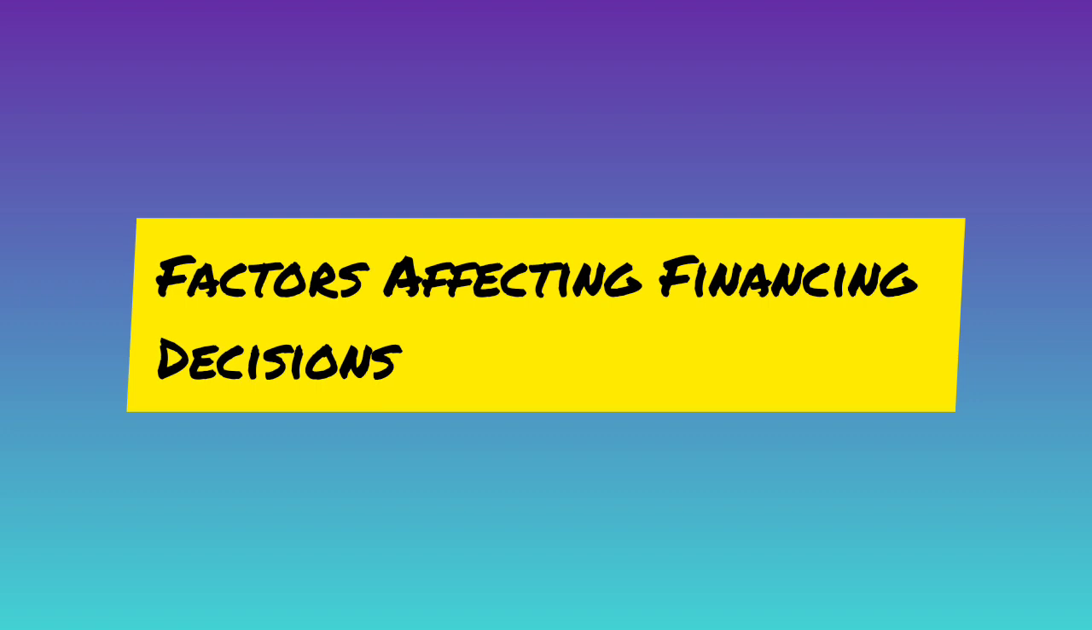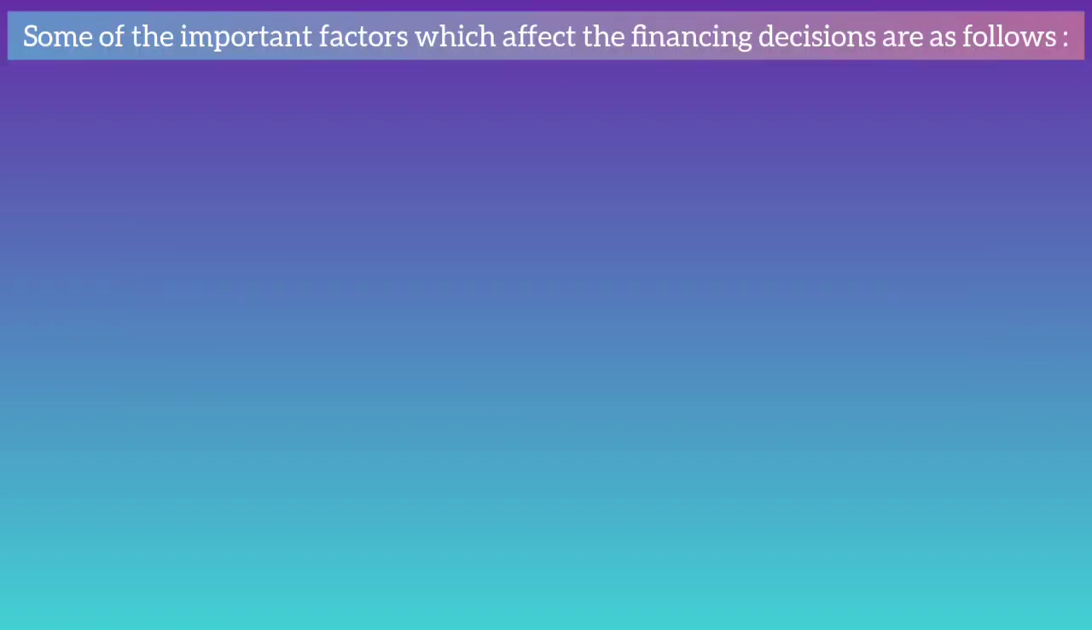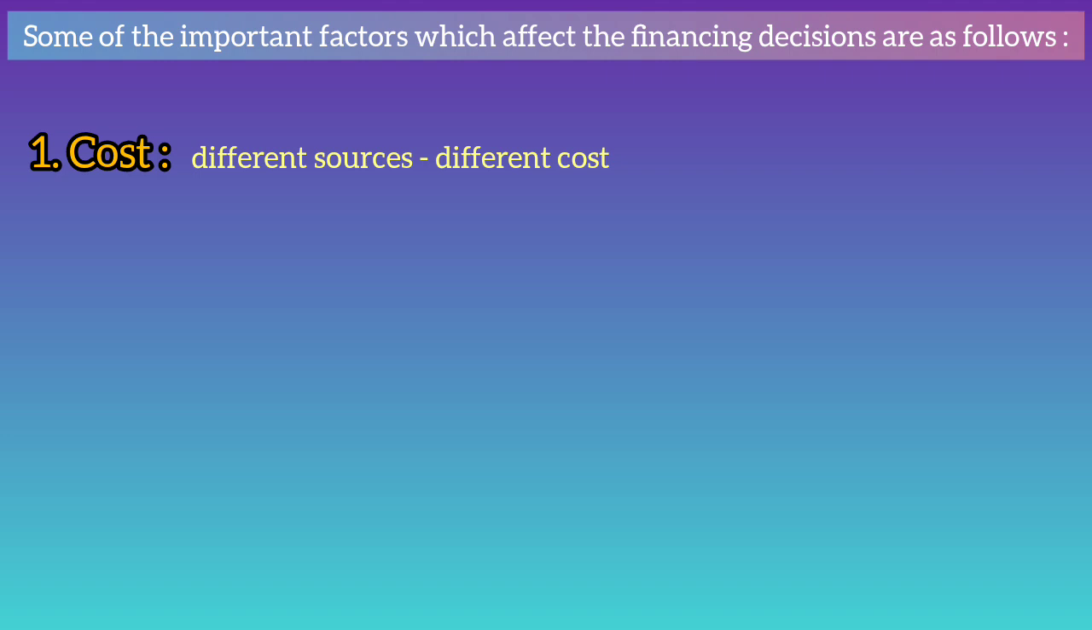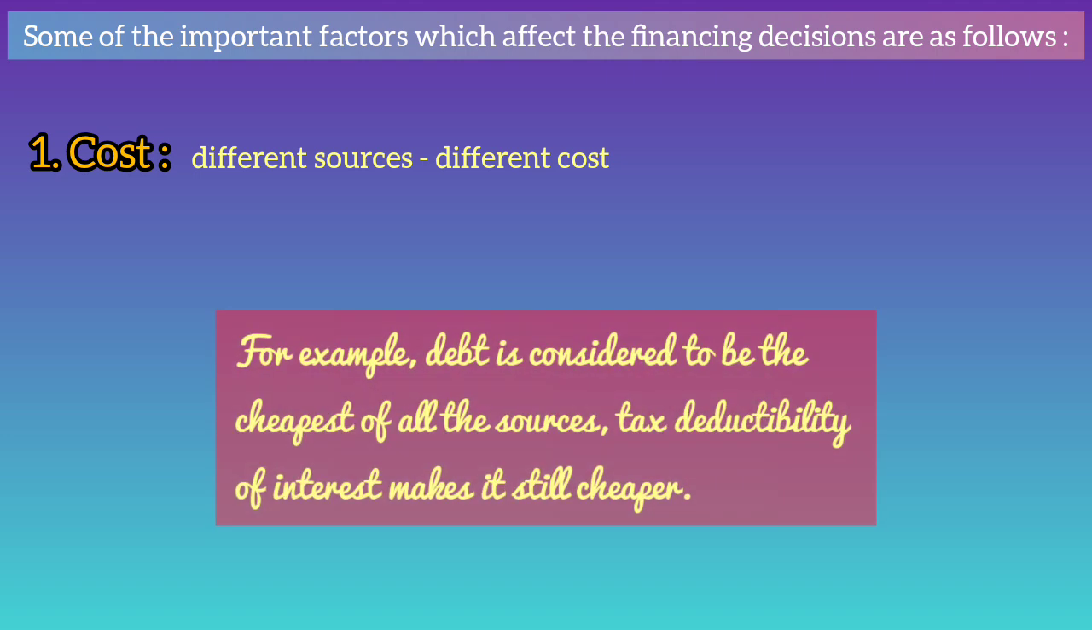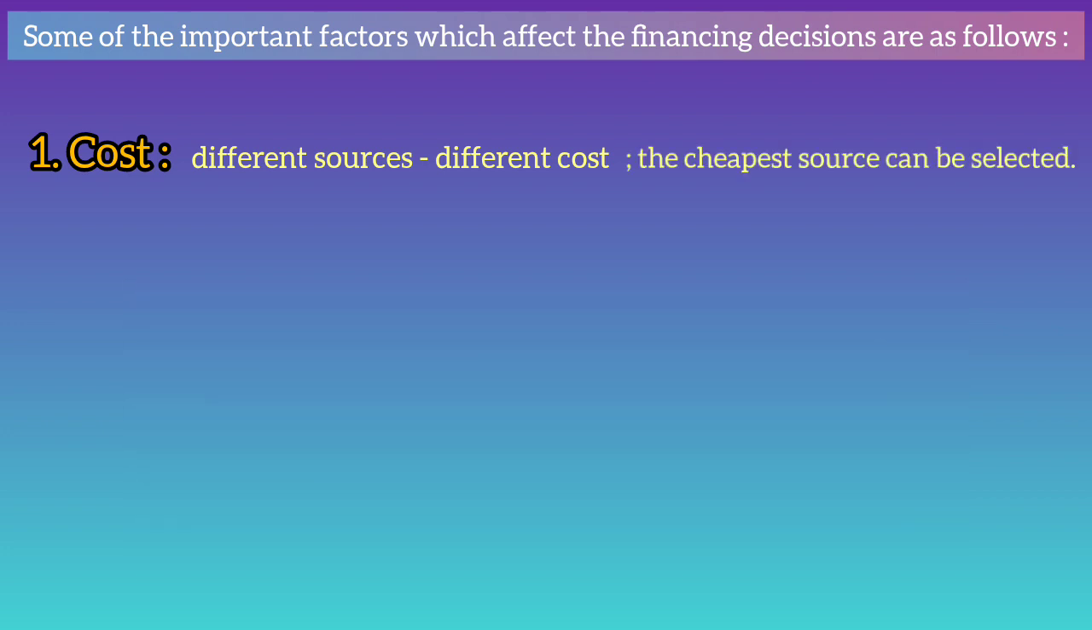Let's move forward to the factors affecting financing decisions. Some of the important factors which affect the financing decisions are as follows. First is the cost. The cost of raising funds through different sources are different. Some sources may be cheaper than others. For example, debt is considered to be the cheapest of all the sources. Tax deductibility of interest makes it still cheaper. So, the cheapest source can be selected.